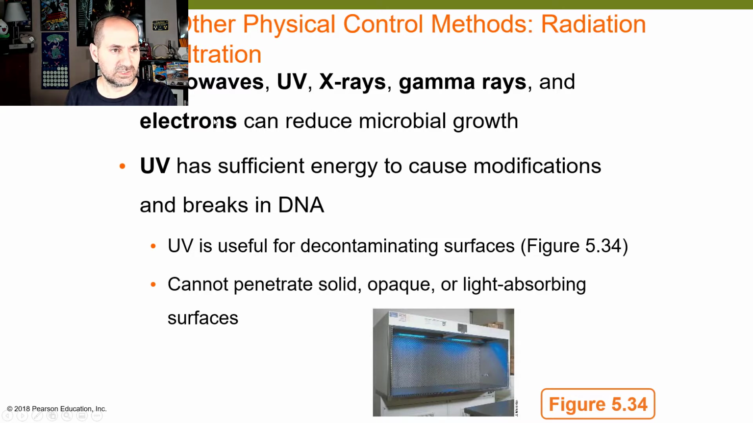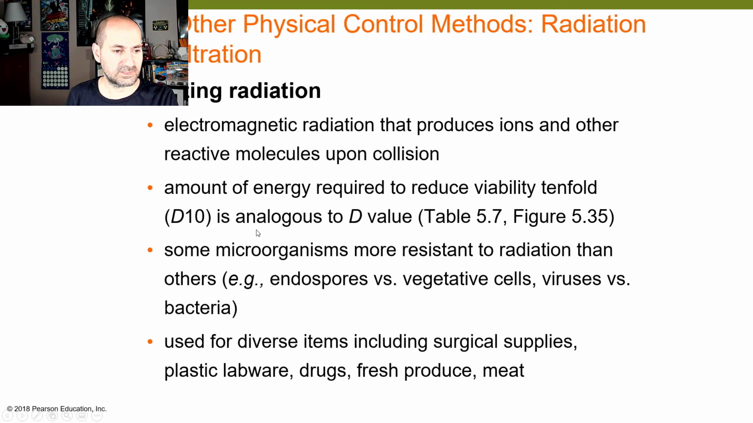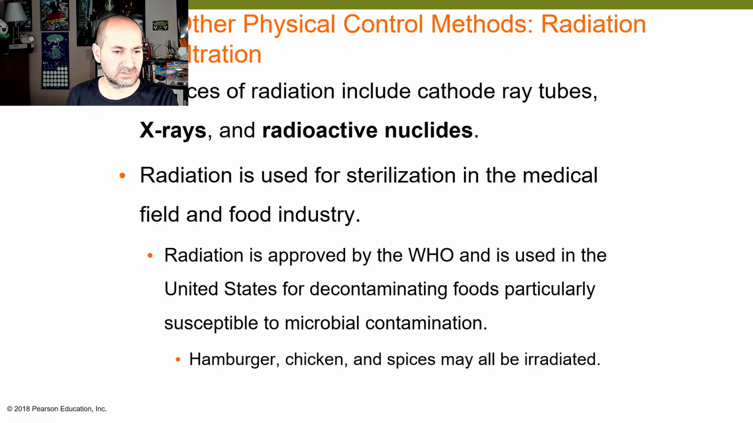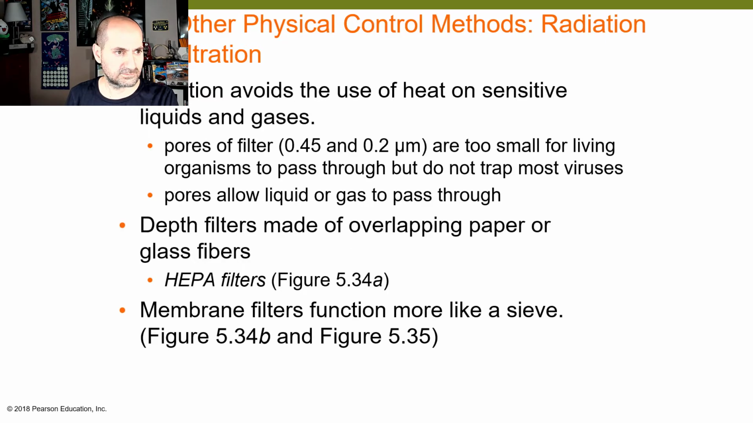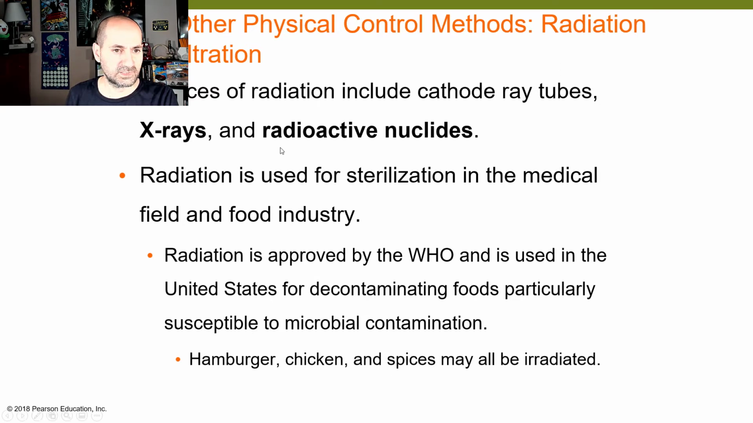Next, we talked about radiation and filtration. Please know about types of radiation: microwaves, UV, X-rays, gamma rays, electrons. All right, ionizing radiation, we talked about that. And also, you remember something important I had mentioned, that you can use radiation to sterilize medical instruments or medical products like drugs, and also for the food industry.